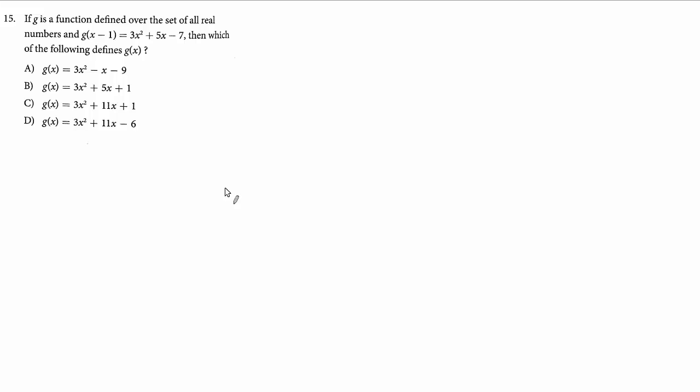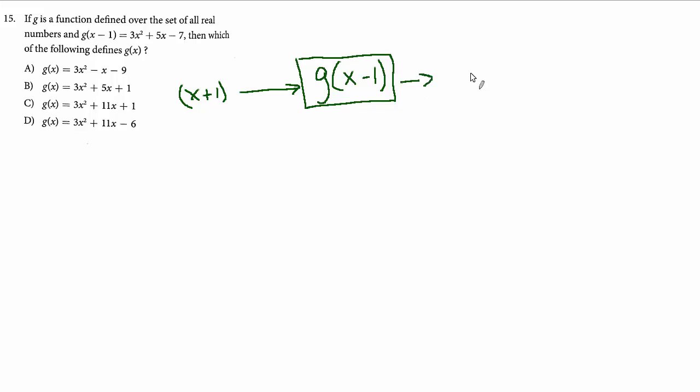15. If g is a function defined over the set of all real numbers, and g of x minus 1 is 3x squared plus 5x minus 7, then which of the following defines g of x? So this is interesting. We've been given a function g of x minus 1, and we want to find out what is the function g of x. So what we're actually going to do is put into that function x plus 1, and what we'll get out is g of x. So that's the game plan.